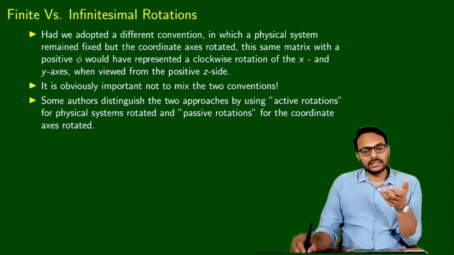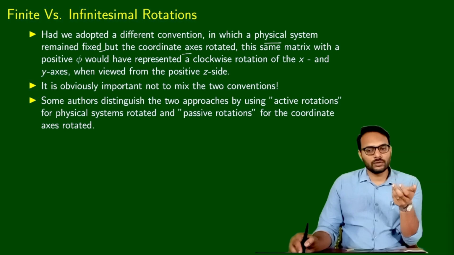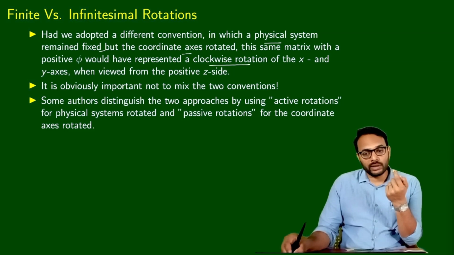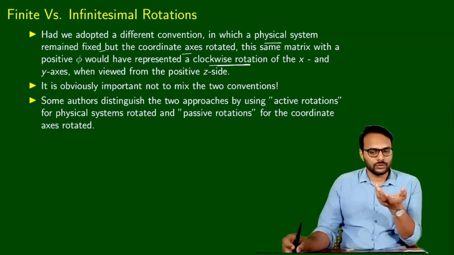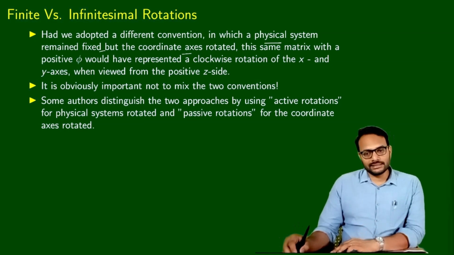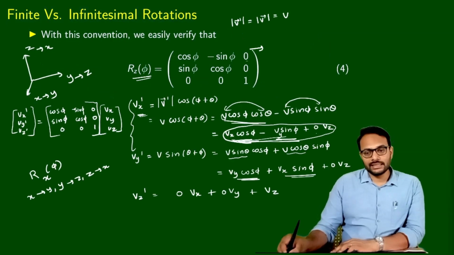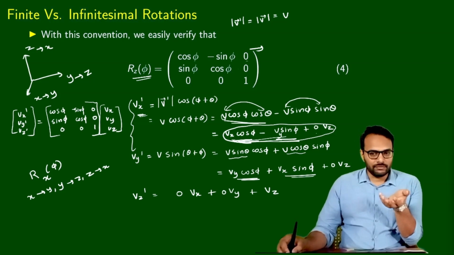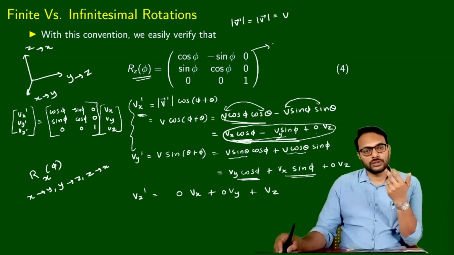Now, if we had used a different convention, the passive viewpoint for example, in the passive viewpoint a physical system remains fixed, but the coordinate axes are rotated. We would get the same matrix with a positive phi, but it would represent a clockwise rotation of the x and y axes. You could try that. So the same matrix in the passive viewpoint. This is in the active viewpoint for a counterclockwise rotation of the vector itself, but the same matrix corresponds to the rotation matrix in the passive viewpoint for a rotation of the coordinate axes.